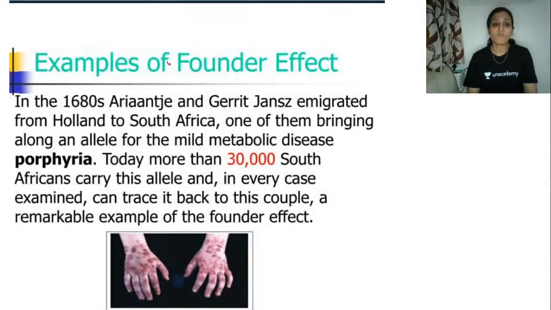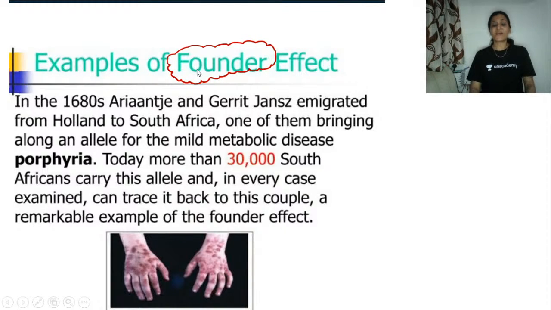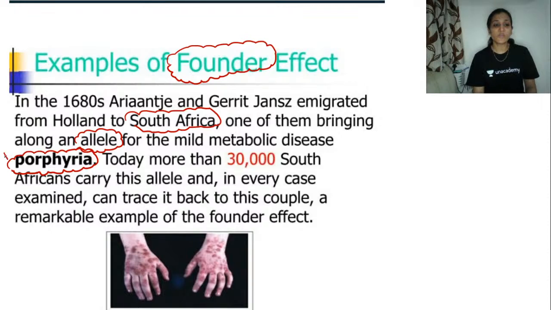Then another example of founder effect that we need to see is of porphyria, a mild metabolic disease related to heme metabolism. So in the 1680s, there were two people who migrated from Holland to South Africa, and one of them was carrying the allele for the mild metabolic disease, that is porphyria, which is related to heme metabolism. So today, more than 30,000 South Africans carry this allele, and it is said that this allele dates back to this couple, a remarkable effect of founder effect.